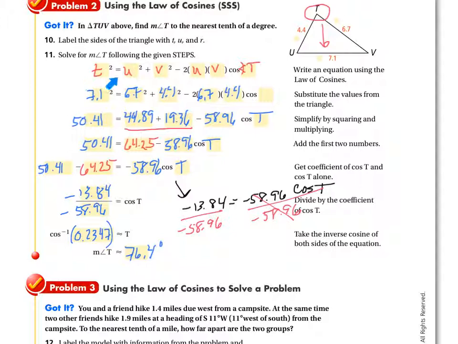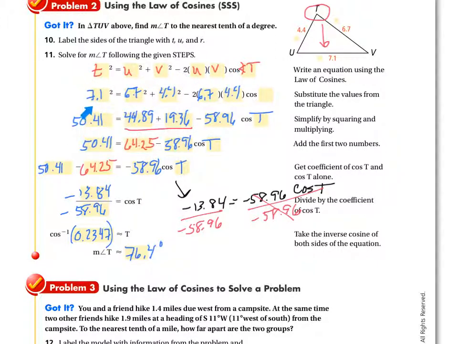So T squared equals the other 2 sides, U and V squared, added together. Then minus 2 times the same 2 sides multiplied here. And then the cosine of whatever side is by itself on the left side, that's the cosine of the angle that you're taking. And so then you're just going to plug in the values that you know.